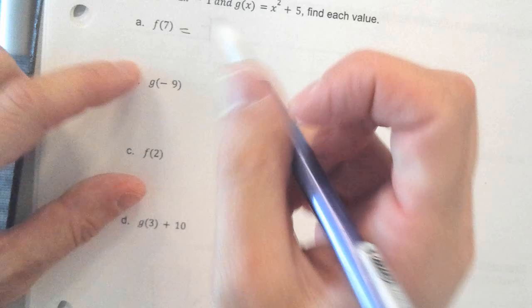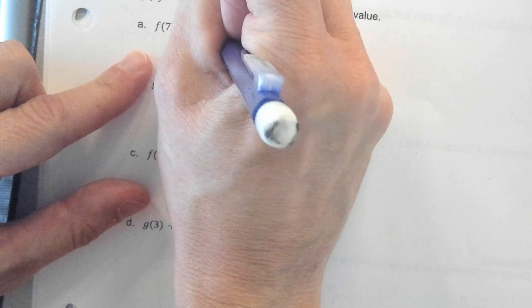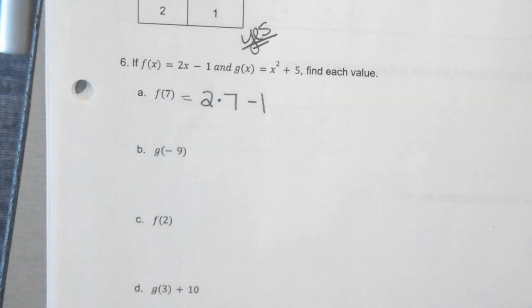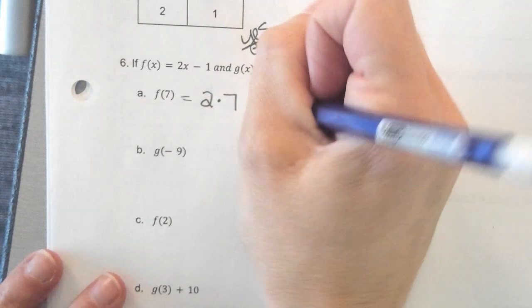Oh, whoops, not 7. It's 2 times x. So 2 times 7 minus 1. So in place of the x, I put in the number they gave me. Again, two things that are butted up right next to each other are being multiplied. Then we just solve one side. You don't solve both sides.